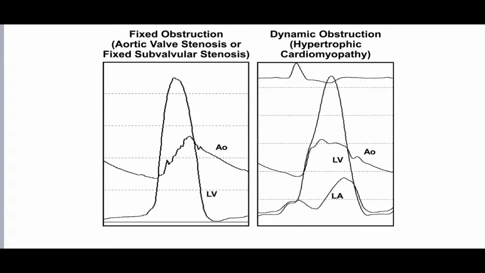Yes, so the dynamic obstruction, dynamicity implies changing level of obstruction that depends on the loading condition, depends on the level of contractility, depends on so many other factors. But as far as this slide is concerned, can you describe the difference?